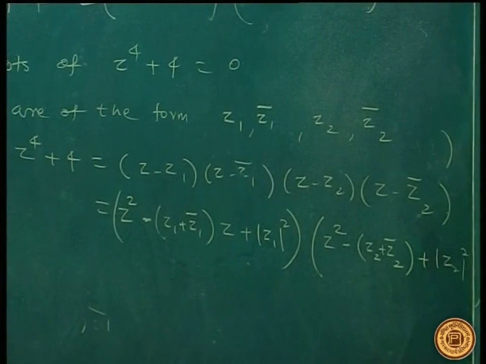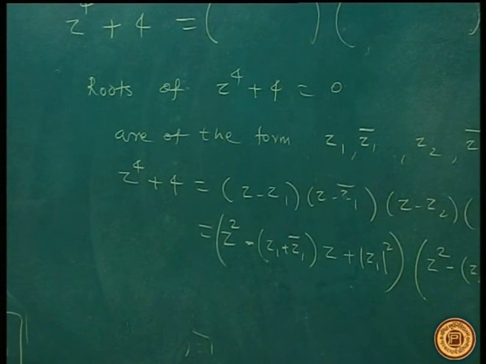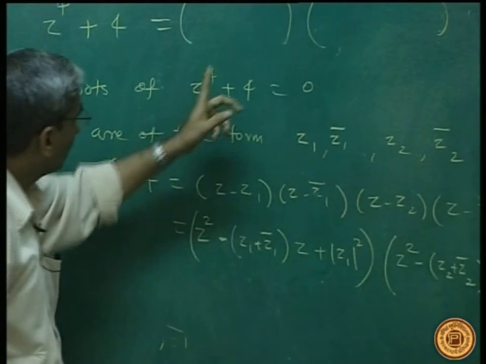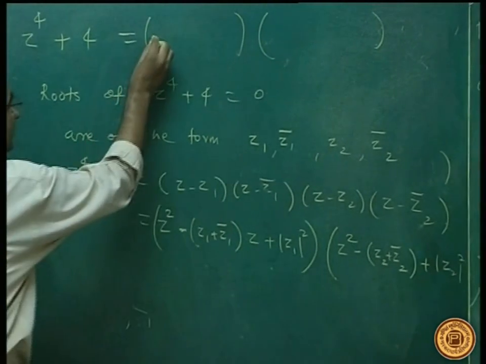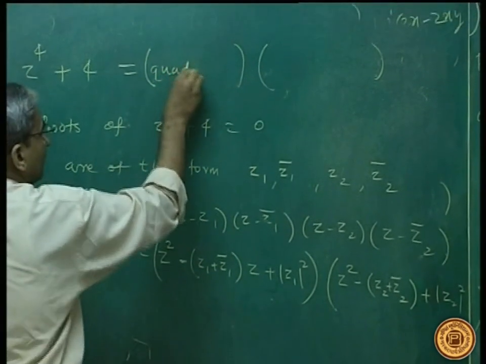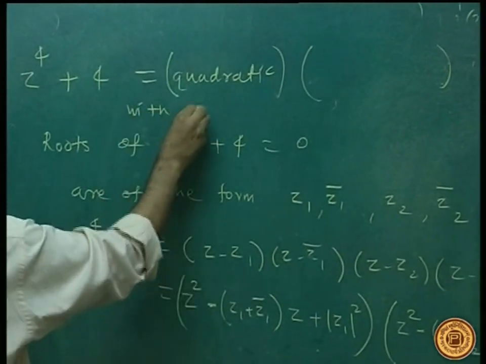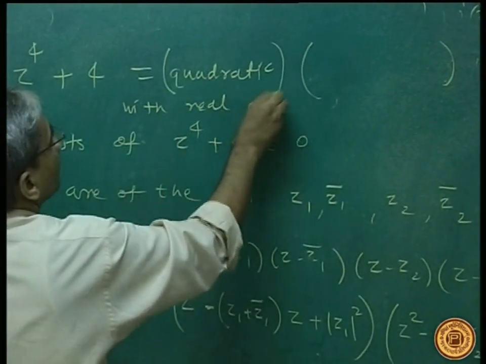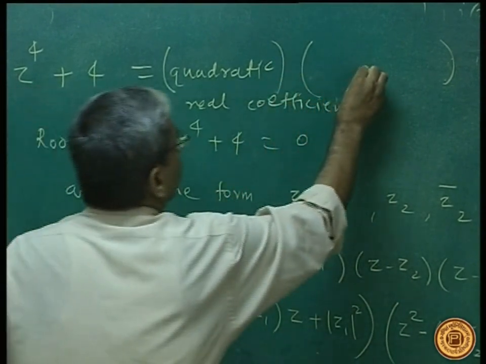So that is how this polynomial z to the power 4 plus 4 is expressed as a product of 2 quadratic polynomials with real coefficients. So this is quadratic with real coefficients, and so also this.